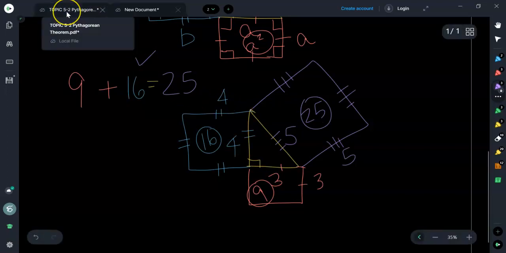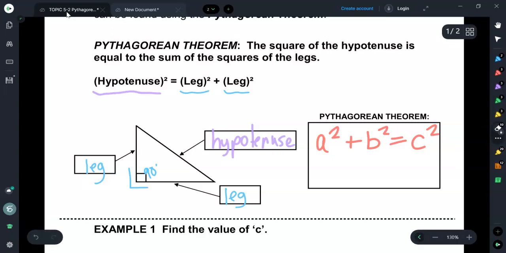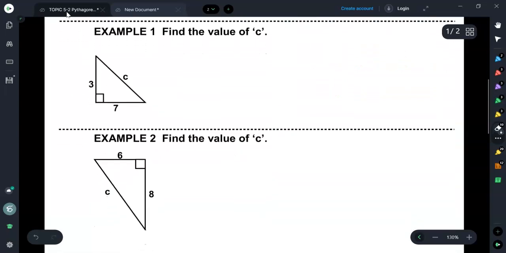So let's jump back over onto the notes. So back over here, we now know what a squared plus b squared equals c squared means. We're talking about areas of squares. So, sorry, let me erase that. I'm going to go ahead and scroll up and let's do some examples.